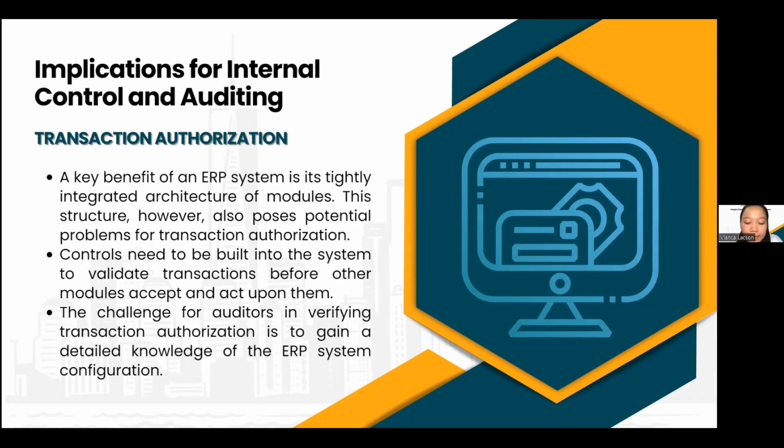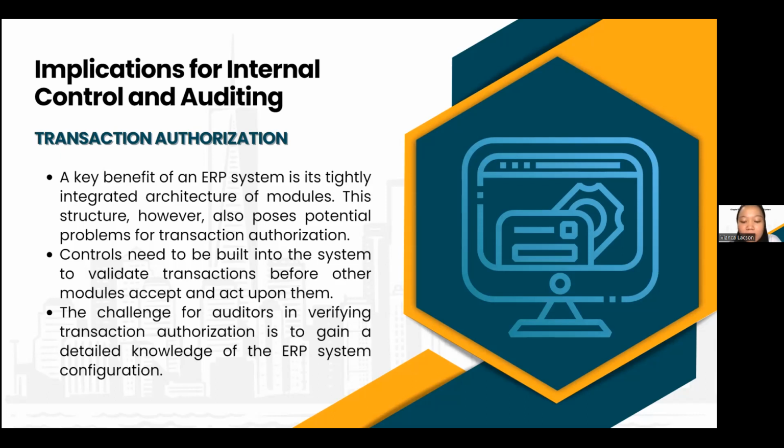For example, the bill of materials drives many manufacturer systems. If the procedures for the creation of the bill of materials are not configured correctly, every component that uses the bill of materials could be affected. Controls need to be built into the system to validate transactions before other modules accept and act upon them.